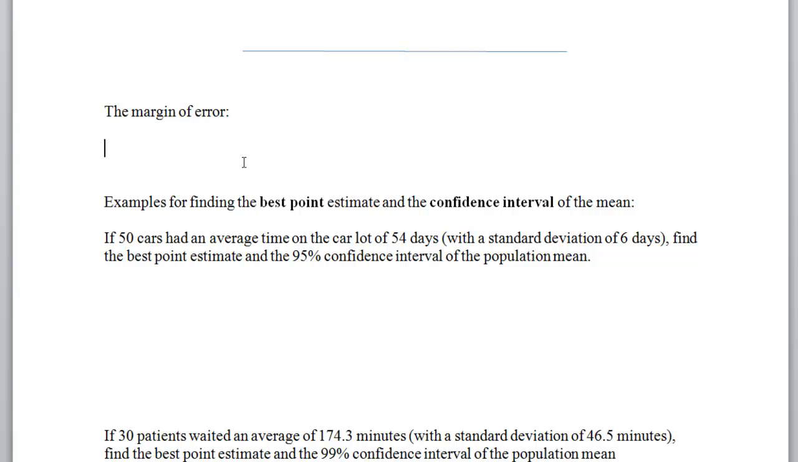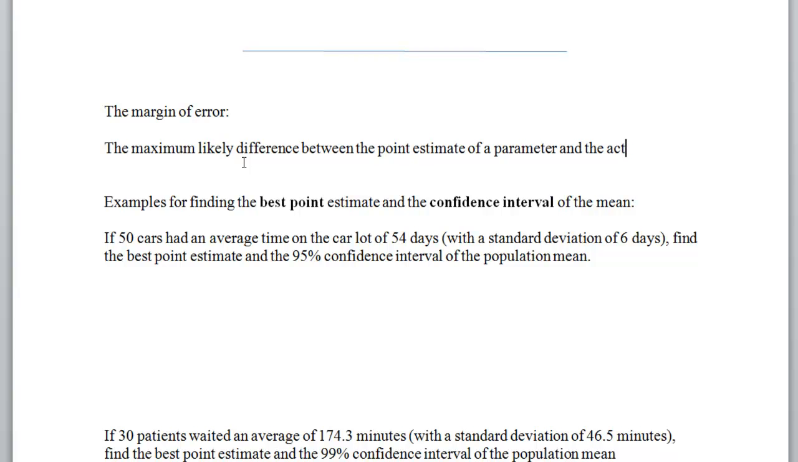The margin of error, when you hear about this in political polls or scientific studies, is the maximum likely difference between the point estimate of a parameter and the actual value. So what does that mean? The point estimate is what we're trying to find, this is our sample mean. We can't actually get the real thing because that would be mu. So we're trying to find our difference between the point estimate of our average and the actual value, which is mu.